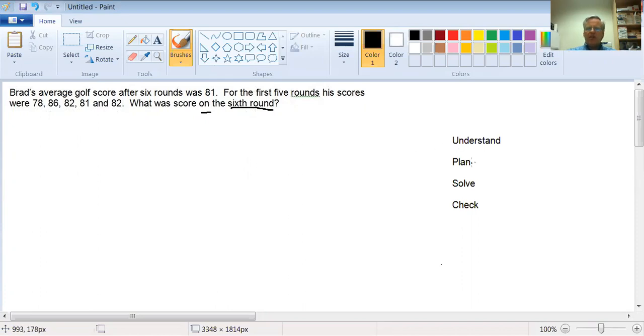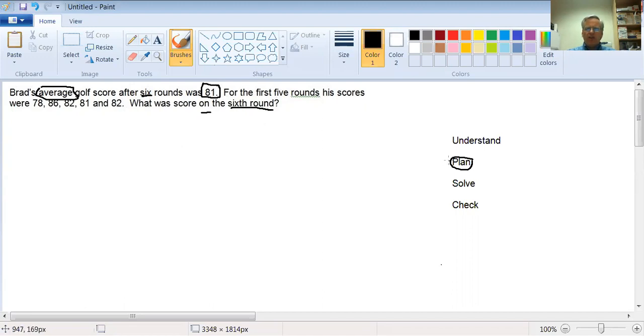So let's set up a plan now about how we're going to solve this. I saw a key word here: average. Usually with an average, we add up a series of things and then divide by the number of those things. It tells us the average score was 81, so I'm going to draw a little box around that. And we've got 6 rounds, so I know the average of each one of those 6 rounds was 81.